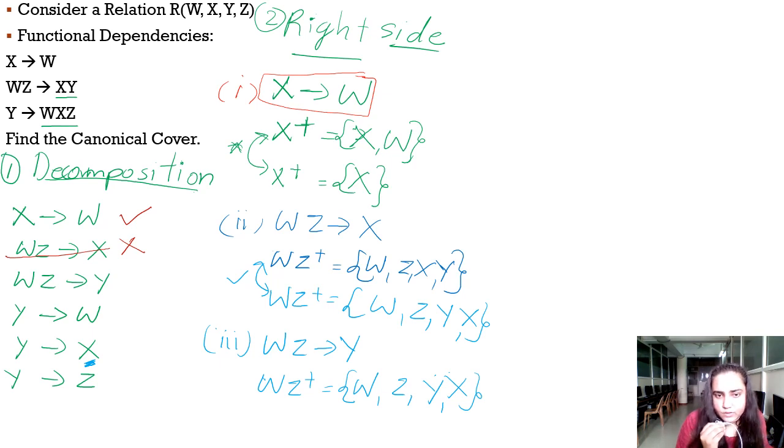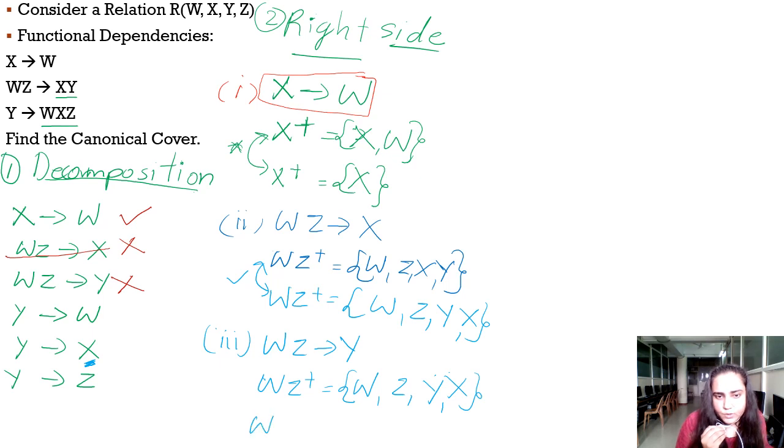Now this is using wz determines y. Now suppose this is gone. So let me put a cross mark. If it's required, I'll remove it afterwards. So this is gone. Now without it, can you get the same result?